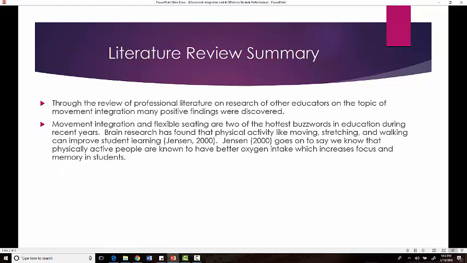First, movement integration and flexible seating are two of the hottest buzzwords right now in education. And brain research has found that physical activity like moving, stretching, walking can improve student learning, and that came from Jensen in the year 2000. Jensen also goes on to say that we know that physically active people are known to have better oxygen intake, which also increases their focus and memory, and this occurs in students as well.